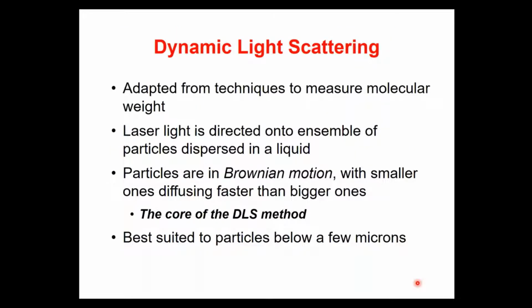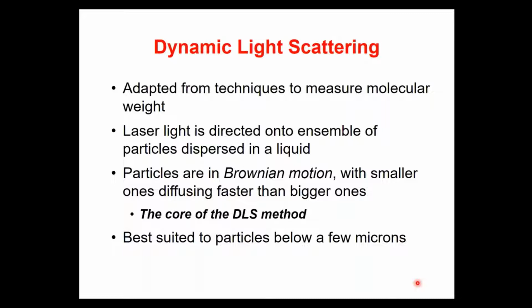So considering dynamic light scattering's history, if you look in the literature, you see that it's been adapted from techniques that were originally developed to measure molecular species, the molecular weight distribution of dissolved proteins or other types of macromolecules. In laser light scattering, a monochromatic light source, usually now laser light, is directed onto an ensemble of particles that are dispersed in a liquid. The particles are typical of those suspended in the liquid in that they are undergoing Brownian motion. They are diffusing because of the rapid impacts of the molecules of the surrounding liquid phase. And the smaller ones are going to be diffusing more quickly and diffusing farther than the larger ones.